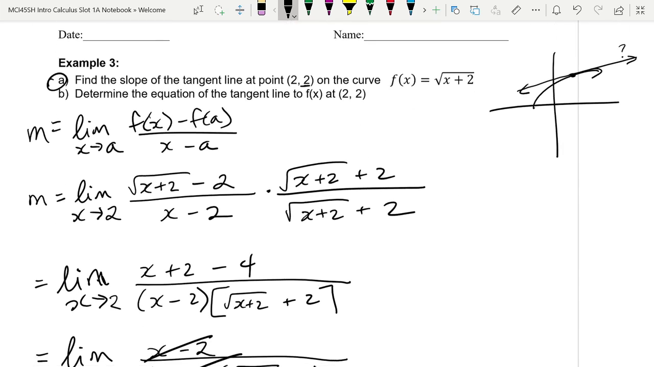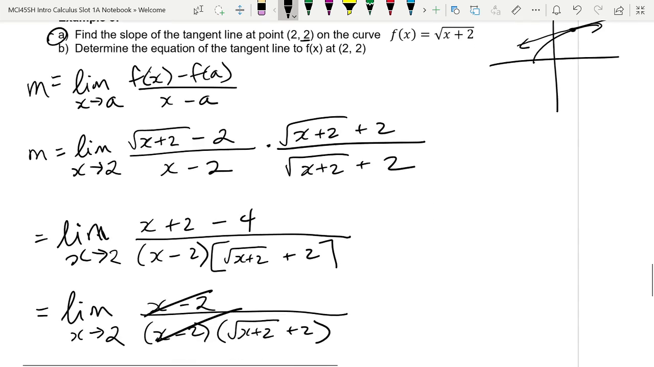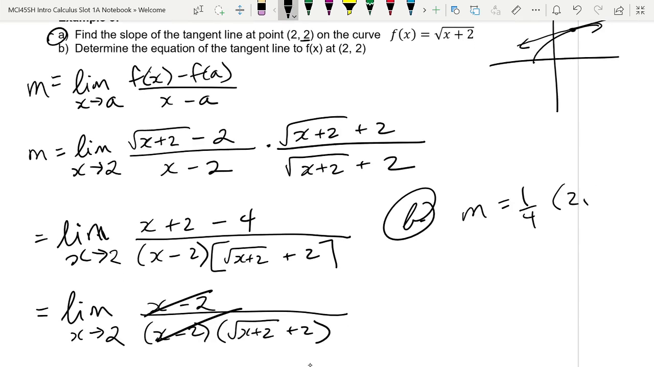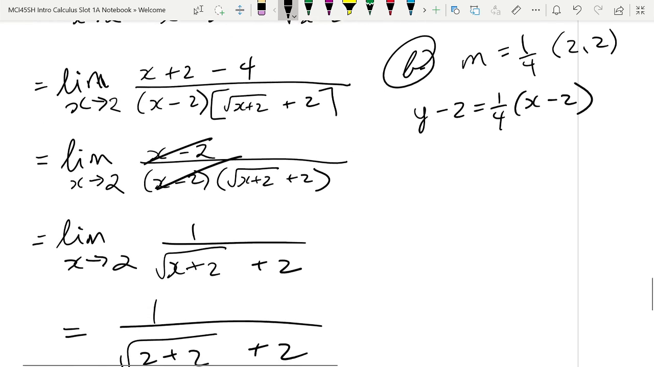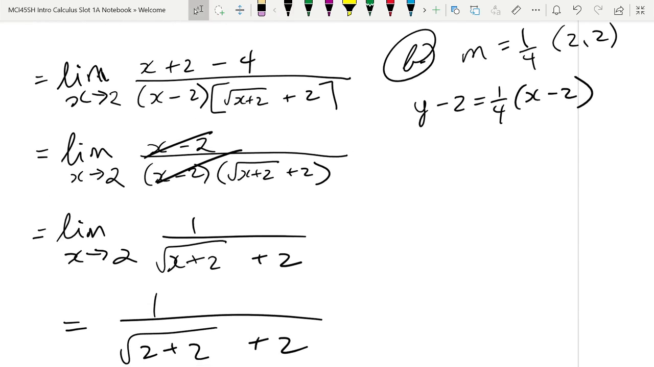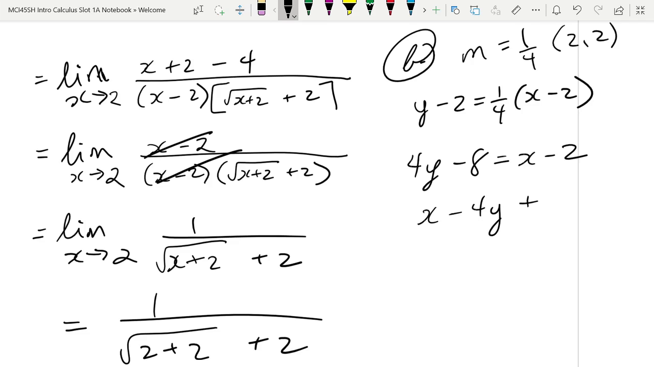I know I have a slope of 1/4. For b, I would like the equation of the tangent line. So my slope is 1/4, and I have the point 2, 2. So y minus 2 equals a quarter times x minus 2. If it only wanted the equation in point slope form, you could say you're done. But again, most textbooks prefer standard form answers. So let's multiply both sides of the equation by 4 and then move everything to the other side. So that'd be x minus 4y plus 6 equals 0.